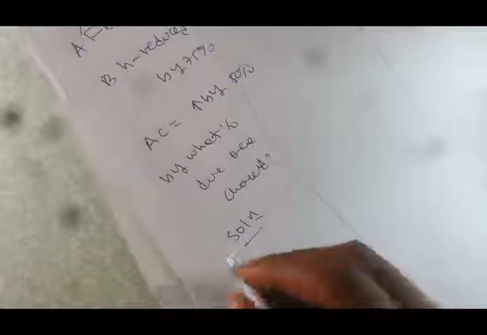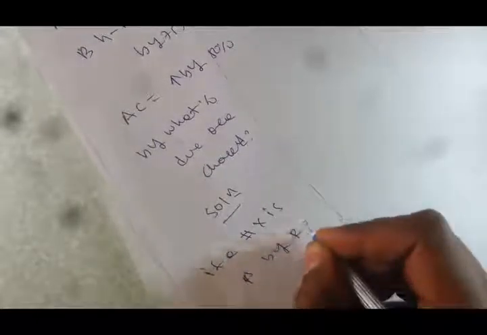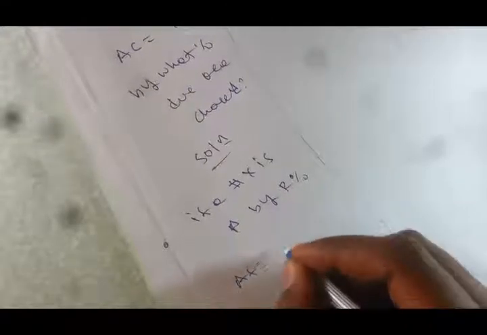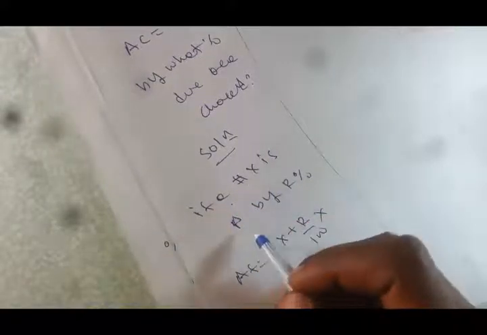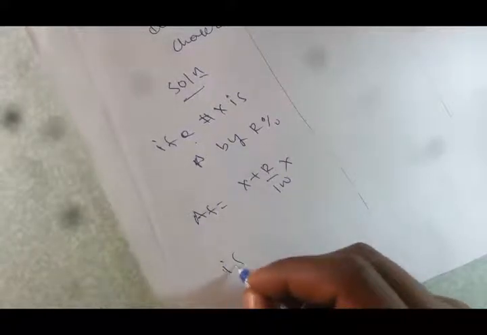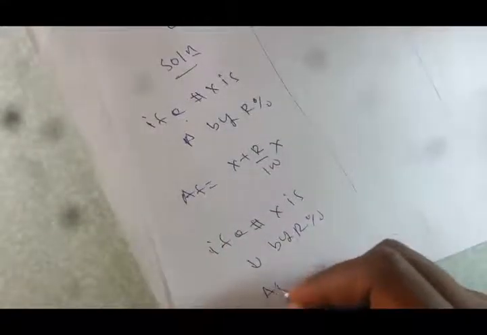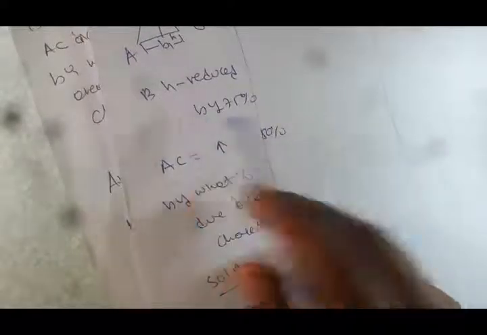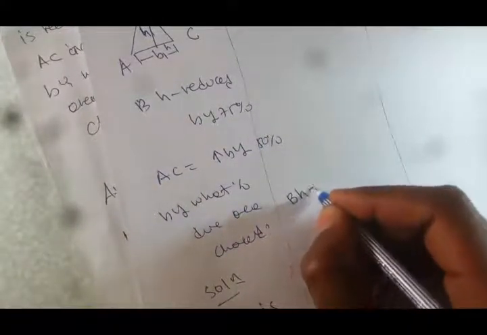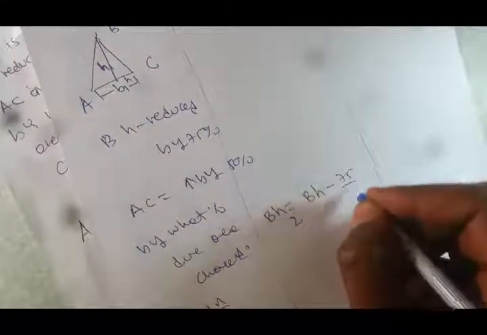Solution. The first thing we have already talked about: if a number X is increased by R%, it means A final is equal to X plus R over 100 of X. If a number X is decreased or reduced by R%, our A final will be X minus R over 100 times X. And in our case, if BH is reduced by 75%, BH2 is equal to our original value minus 75 over 100 of BH.